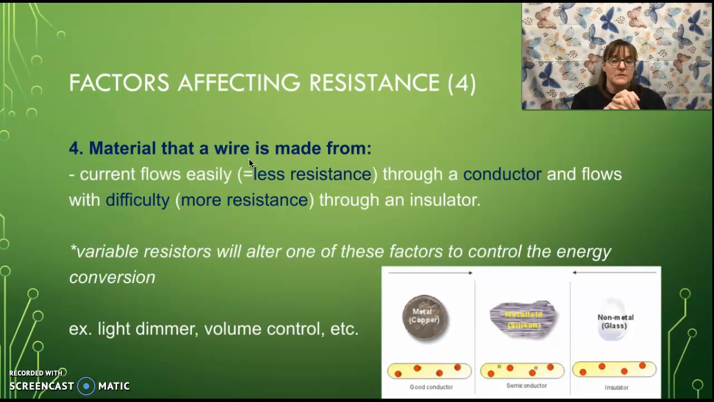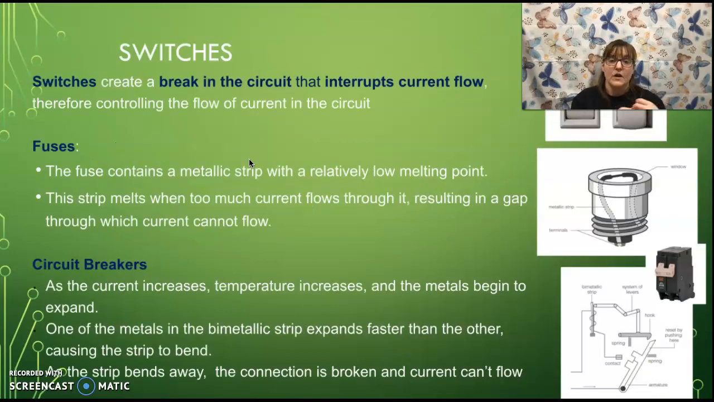It also depends what the material is made from. So is it easy to flow through or hard to flow through? So you can also use this with a dimmer switch, so that changes the resistance as you go through it. Our switches create a break in the circuit, so it stops the circuit, prevents the electrons from flowing around.